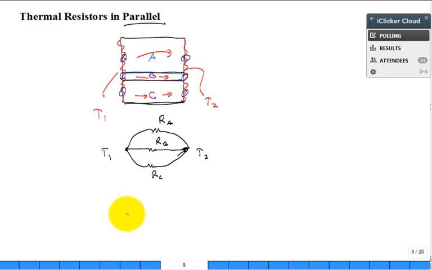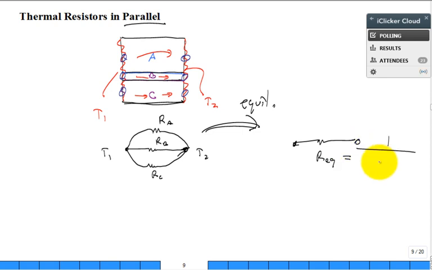And that equivalent resistance, if I said I want to make an equivalent system, I would just have one equivalent resistance. And that equivalent resistance, I think we already know, is 1 over the sum of the reciprocals. So maybe I write it this way: 1 over R sub A plus 1 over R sub B plus 1 over R sub C. Does that work? Sure, doesn't it?